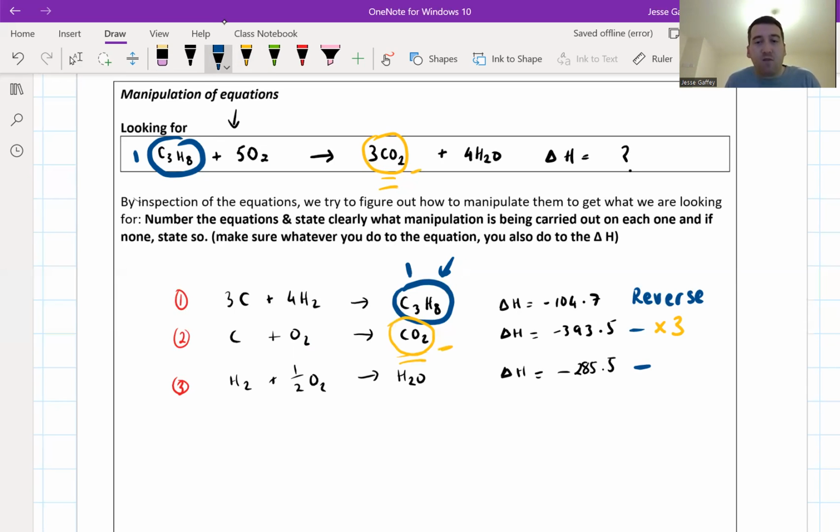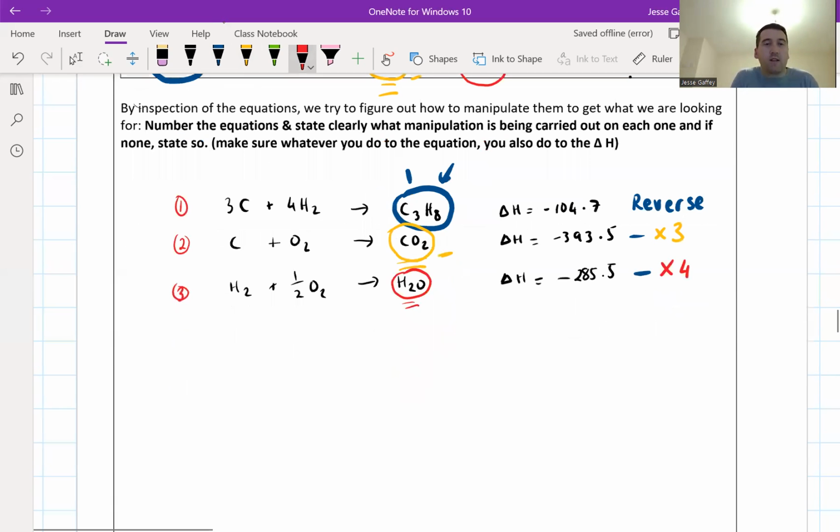Now, I will get to that reversing in a moment. In the third equation, what do I see? I see water, H2O. Both of these are elements, so they're not relevant. So water here, and I see water here. What's the difference? Well, they're on the right side, already in the products, but I have to times it by 4 to make it match the main equation.